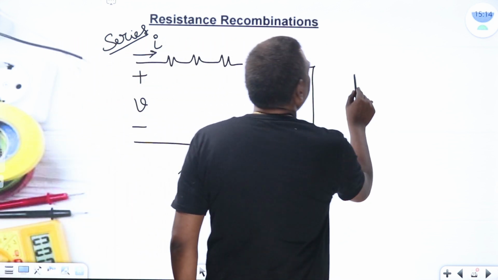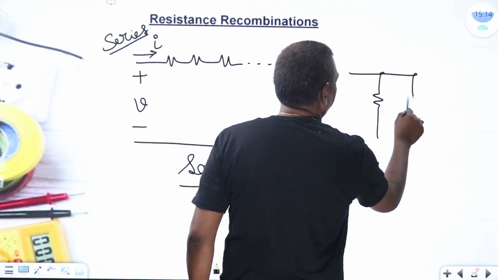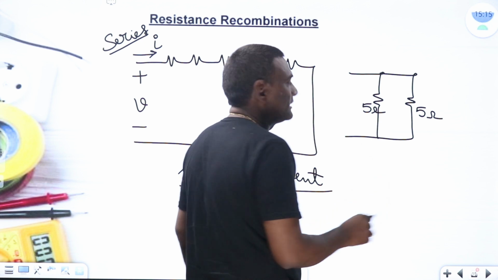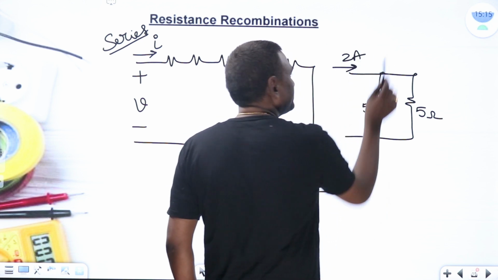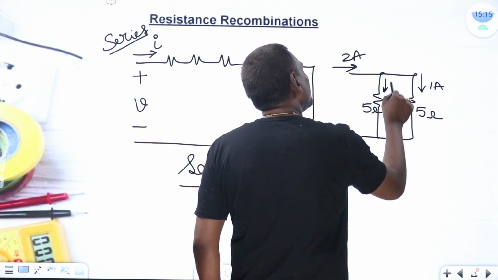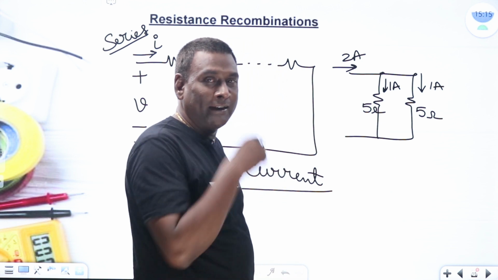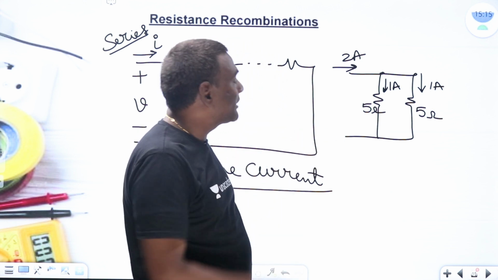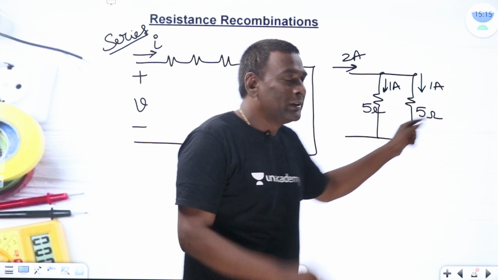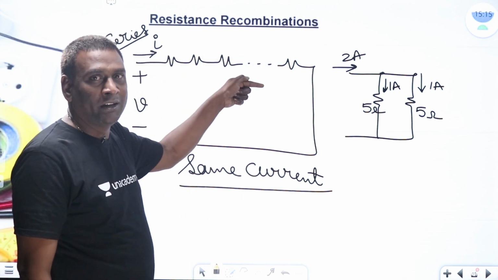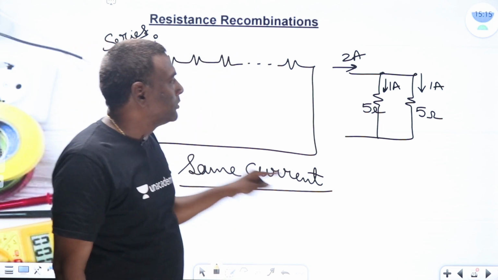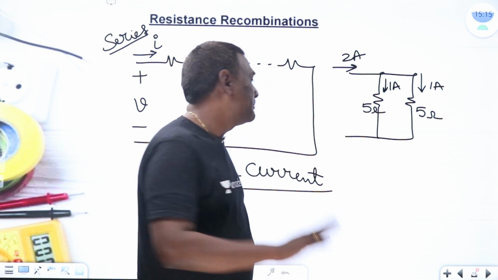For example, if I have, just wait, this is having 5 ohms and this is having 5 ohms, just like that. And if the current entering is 2 amperes, then how much current will flow through this? 1 ampere. How much current will flow through this? 1 ampere. Now can I tell that same magnitudes of currents are flowing, so these two should be in series? Can I say that? No. Same magnitude, no. Same current. I hope you understood now. Same current should flow, not same magnitudes of currents.